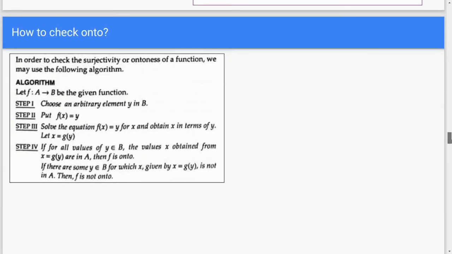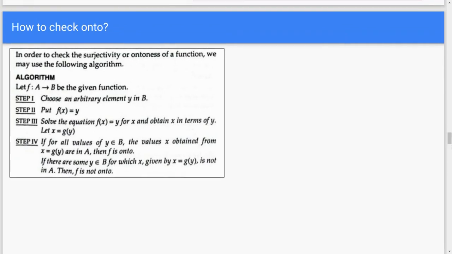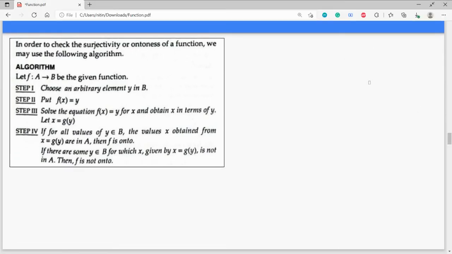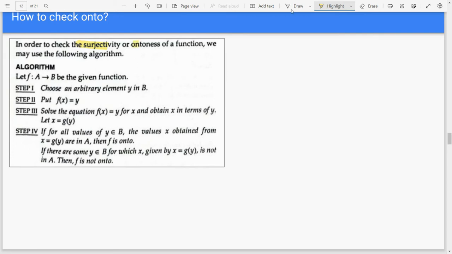Okay. So how to check an onto function? The way to check an onto function is simple, but I don't know whether this particular thing is going to come in the exam or not. But I thought I should include this part. So to check surjectivity or onto function, you need to find the range of the function.